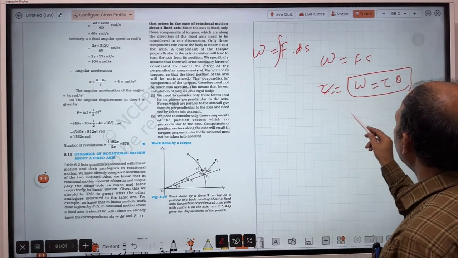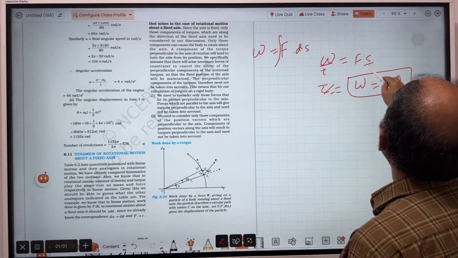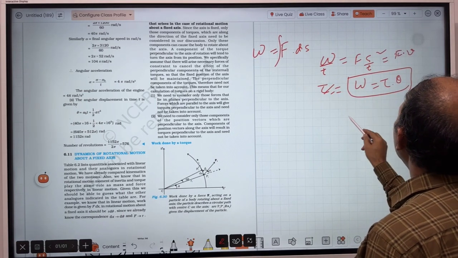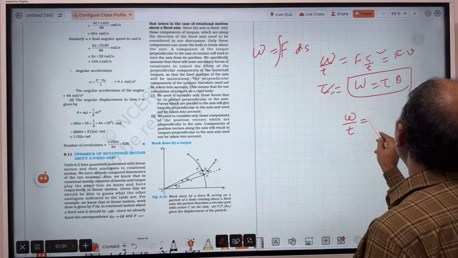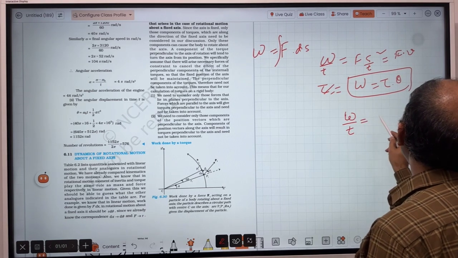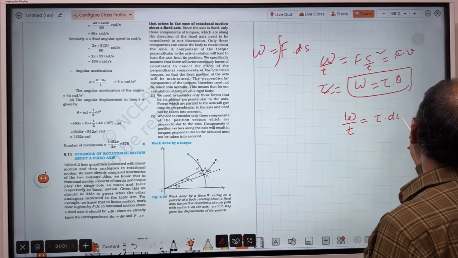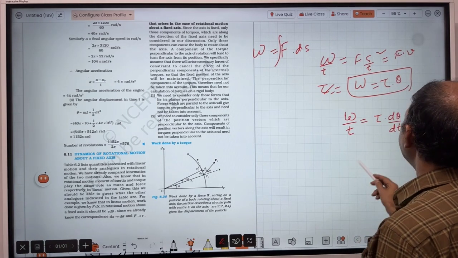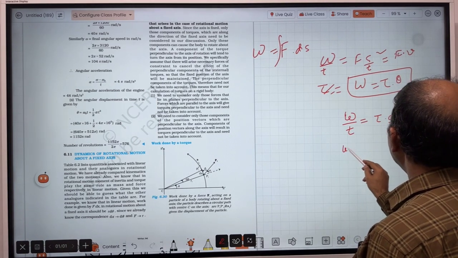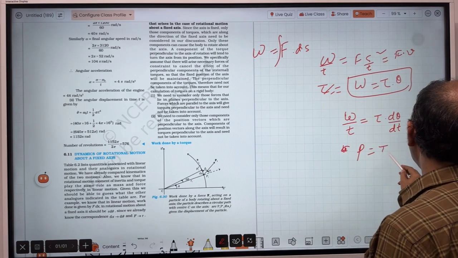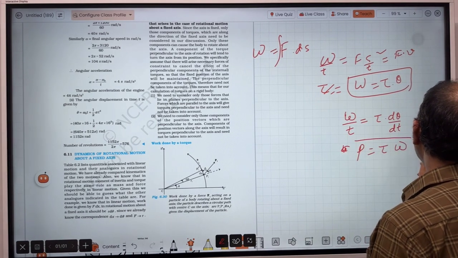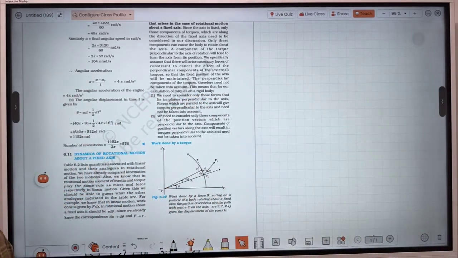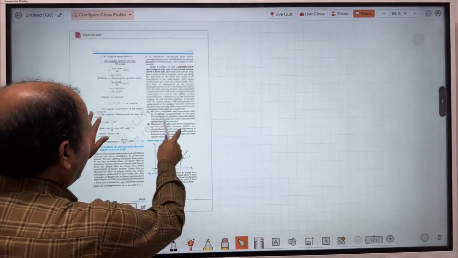And suppose we want to find out power, here we divide by t, and we get F into v. Similarly here, W upon t, if you write, this will be power, and this becomes tau times d theta upon dt. So power equals tau into omega, where tau is torque and omega is angular velocity. So this is another important relation. I think you have understood.